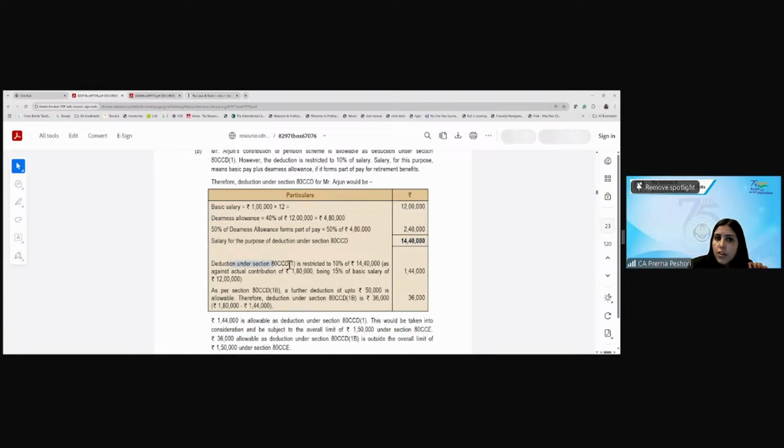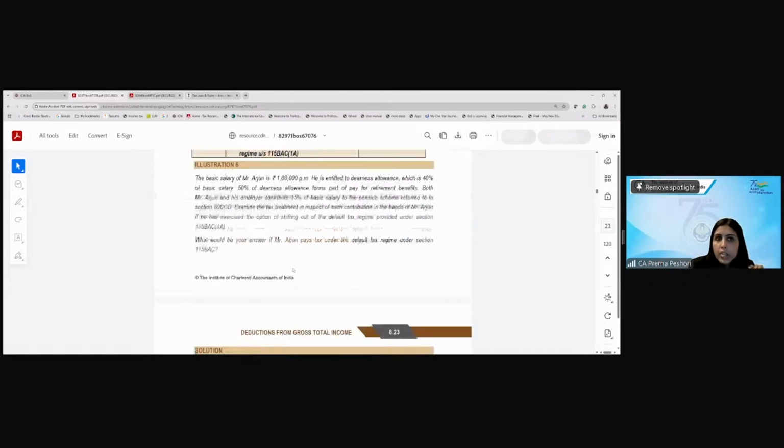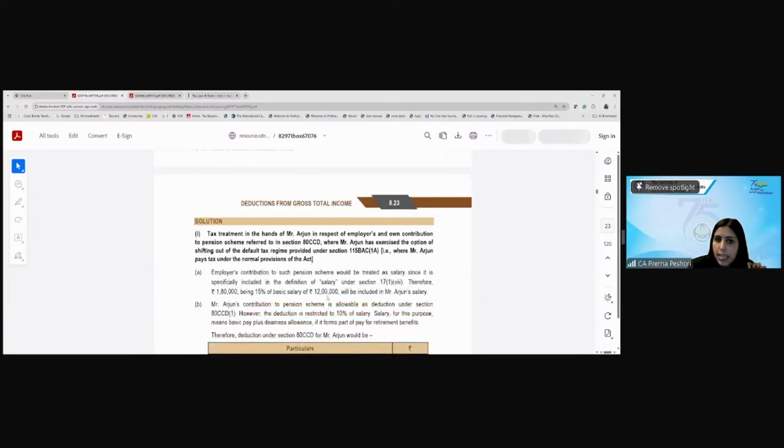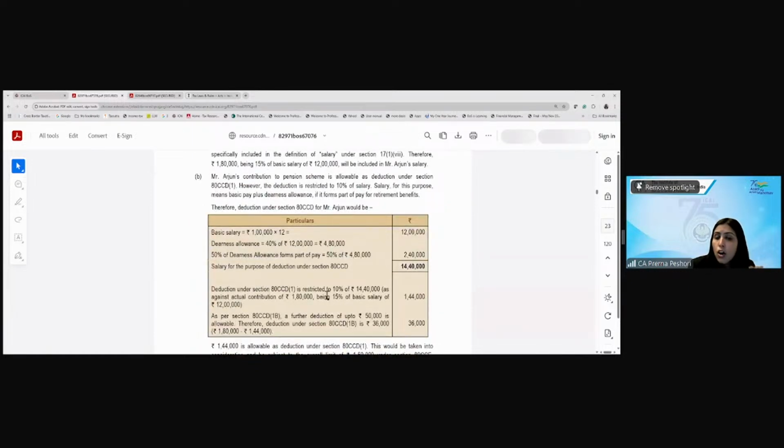Now the deduction under 80CCD(1). He has contributed 15% of basic salary to the pension scheme. 15% of 1 lakh per month comes to 1,80,000, 15% of 12 lakh in a way. He has contributed 1,80,000. But the restriction under 80CCD(1) is that it will be only 10% of 14 lakh 40, not 12 lakh, which comes to 1,44,000. He has contributed 1,80,000, but I will only get 1,44,000.